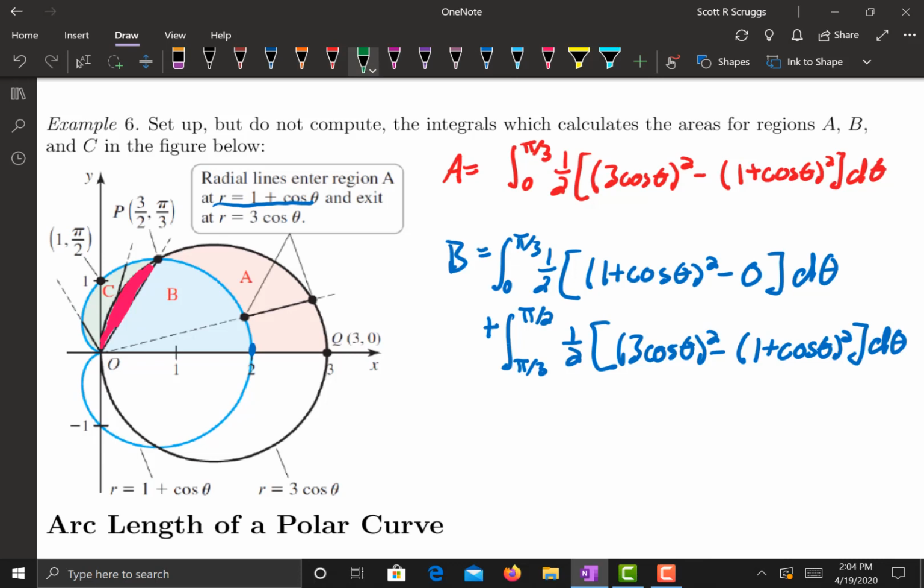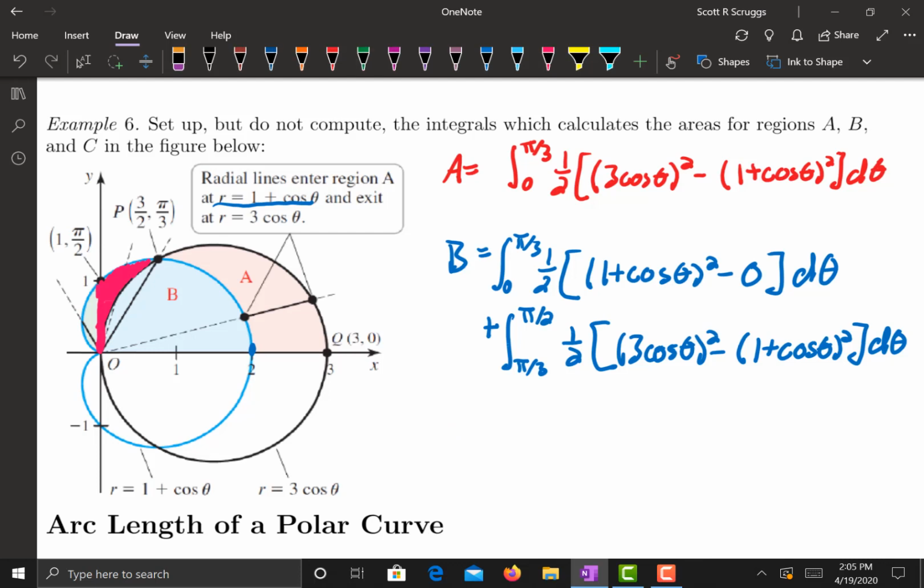And now we tackle the region C. I'm going to trim this off to make it more clear. Just like with the last portion of the region B, C has that same situation going on. From pi over 3 to pi over 2, I am bounded by 2 functions. In this case, the cardioid is the greater one, and then the circle is the smaller.